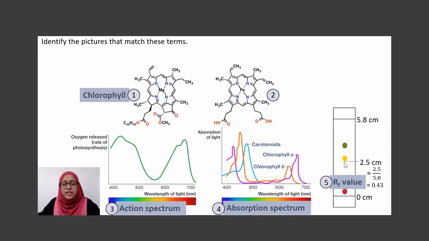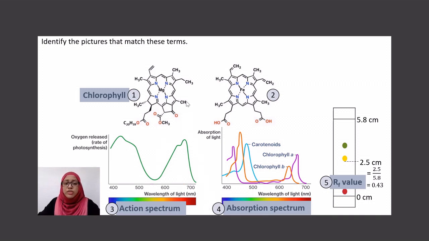We also learned in the last class that the pigments in plants can absorb different wavelengths of light. The graph that shows how much light is being absorbed at the different wavelengths by these different pigments is referred to as an absorption spectrum, right? So that's this 4th picture. A similar graph is the action spectrum shown in this 3rd picture, which is the graph that shows how much photosynthesis occurs at these different wavelengths, right?